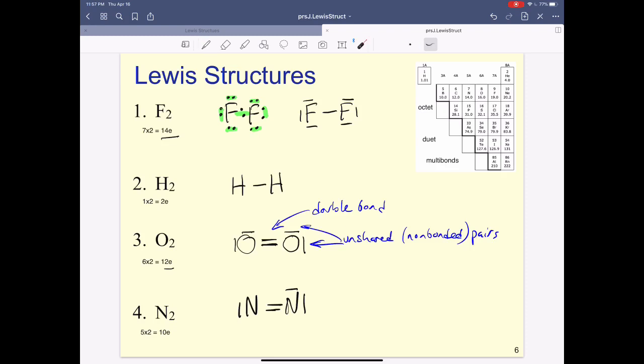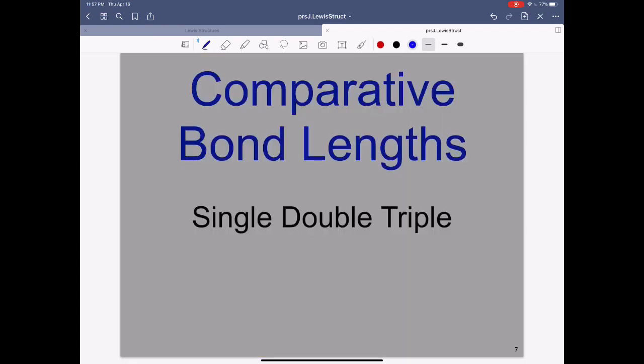The nitrogen on the right-hand side has an octet, but the nitrogen on the left does not. We'll need to erase yet one more and put the bond in between, ending up with what we would call a triple bond. Let's pause and compare bond lengths. We've seen single, double, and triple bonds.